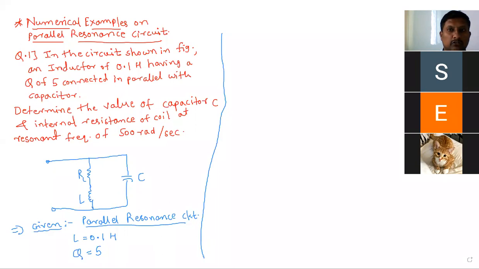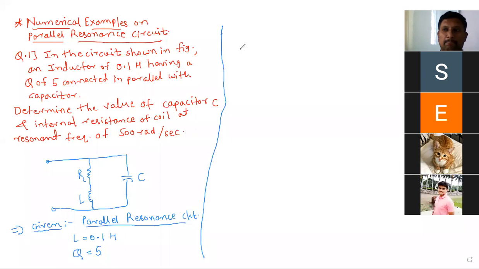Okay, so Q is equal to 5, given. Next thing, anything given? Frequency is given, resonant frequency. Is that FR or omega? Omega R. Yes, very good, because the unit is radian per second. So omega R is given. Omega R is equal to 500 radian per second.